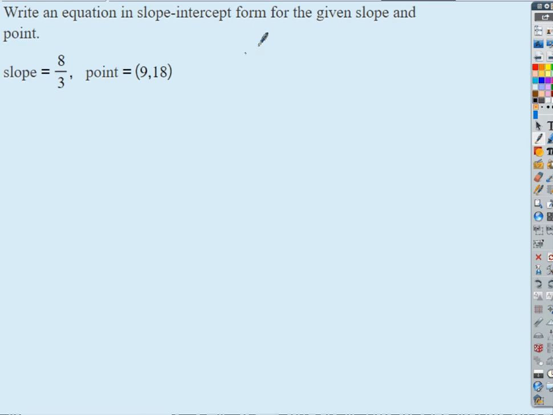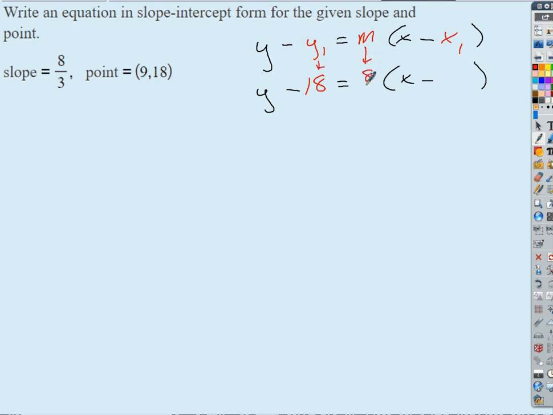Okay, so real quick, remind me again, everybody together, what is point slope? y minus y1 equals m times x minus x1. Good. And we'll just plug in our stuff then. So what do we get here? 18. What goes here? 8/3. What goes here? 9. Okay, so there it is in point slope form, but now they want us to write this in slope intercept form, right? So that's where we start.